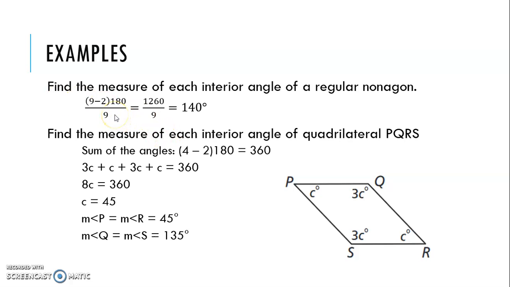Okay, in the first example, I'm just going to do 9, which is the number of sides, minus 2 times 180, and divide by 9. So I get 1260 divided by 9, which is 140 degrees, and that's my final answer.